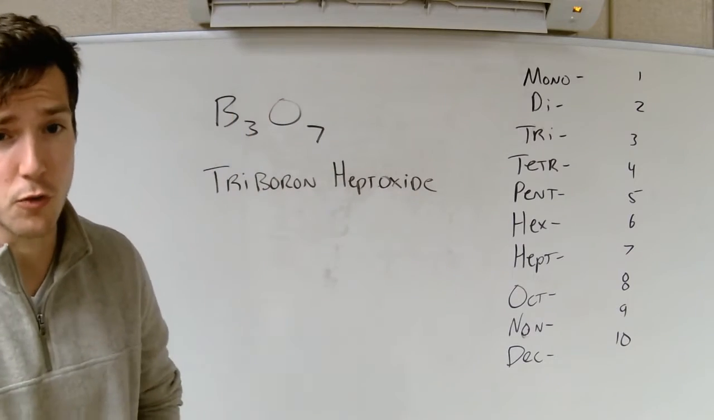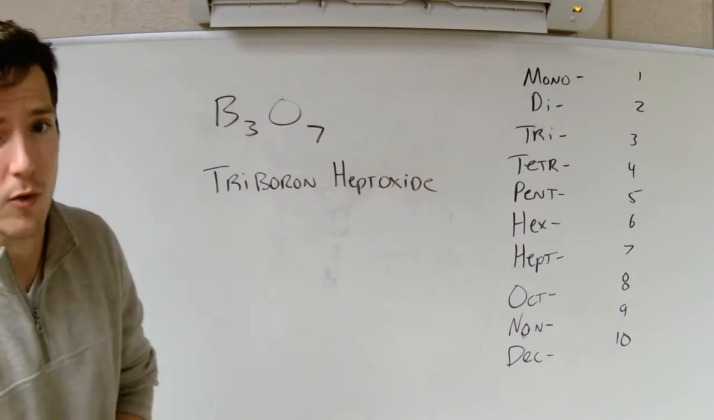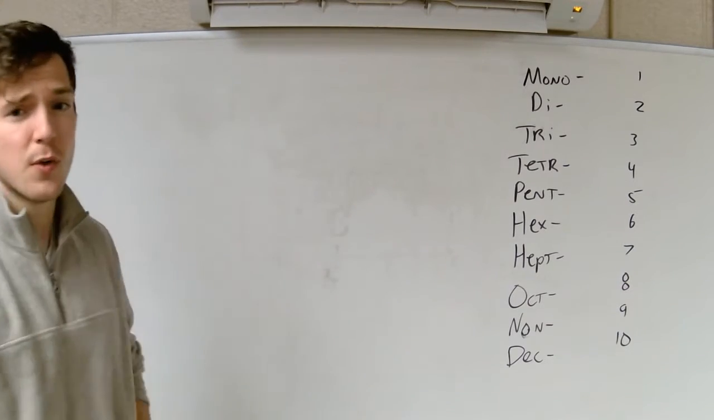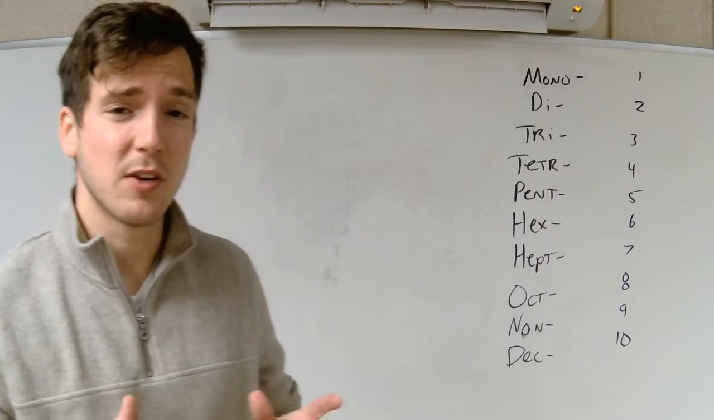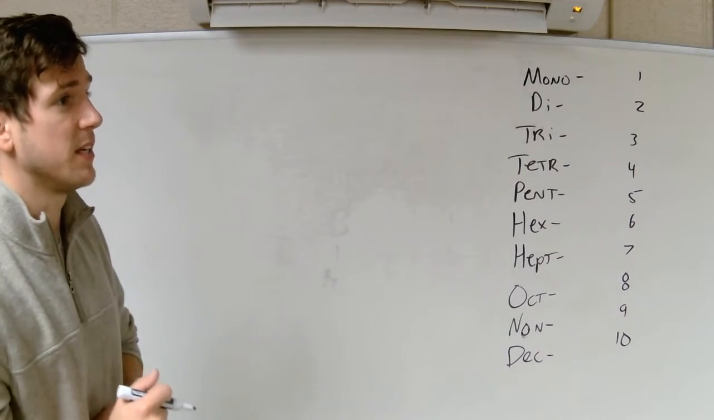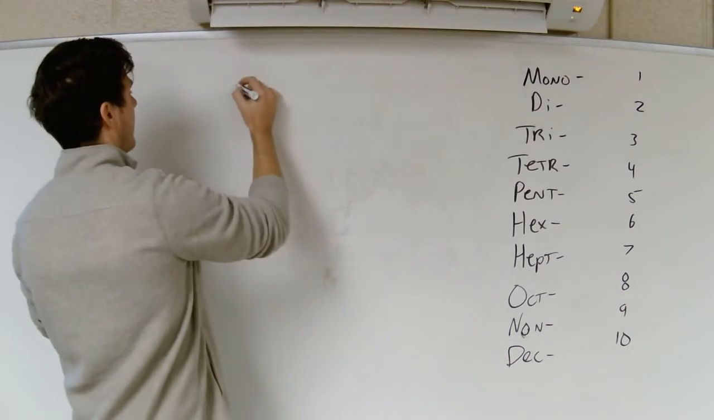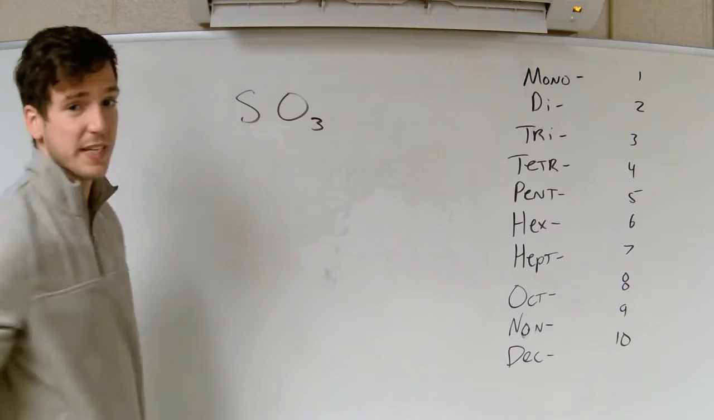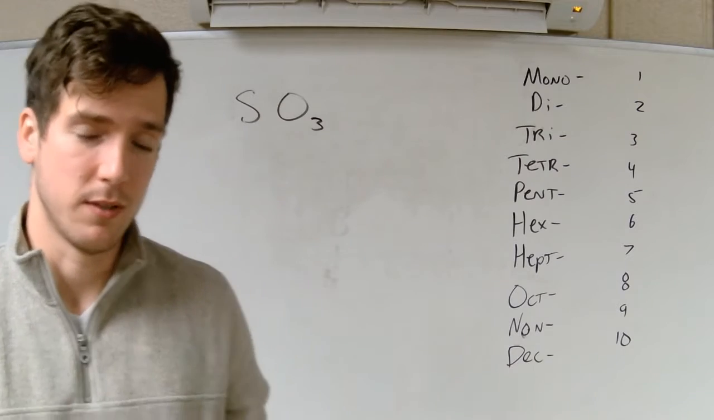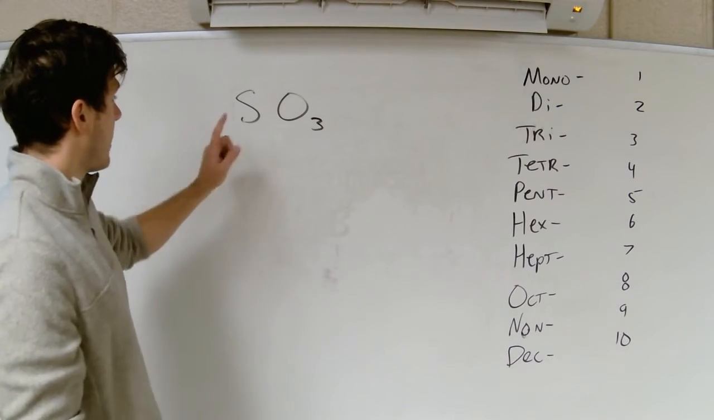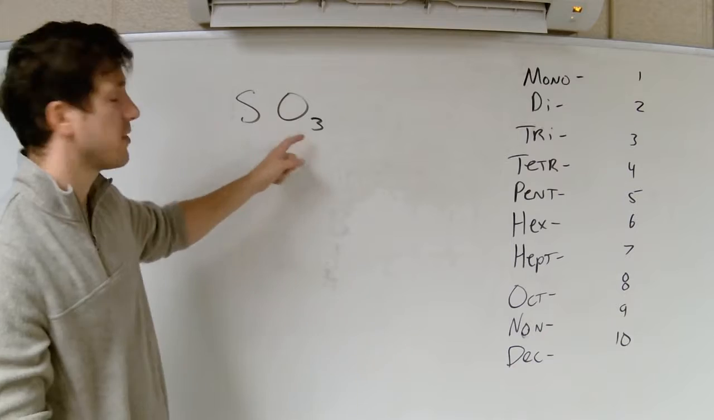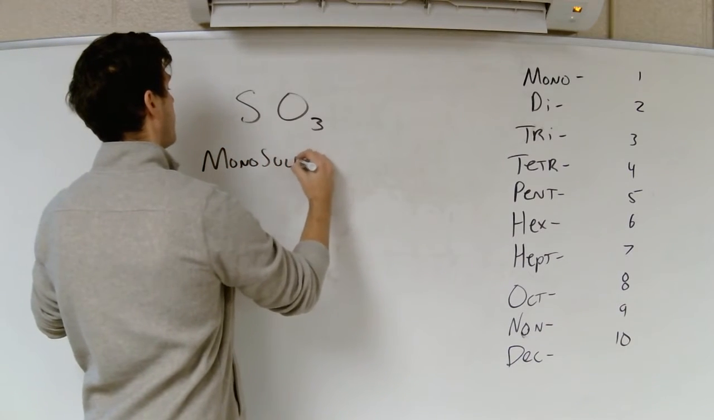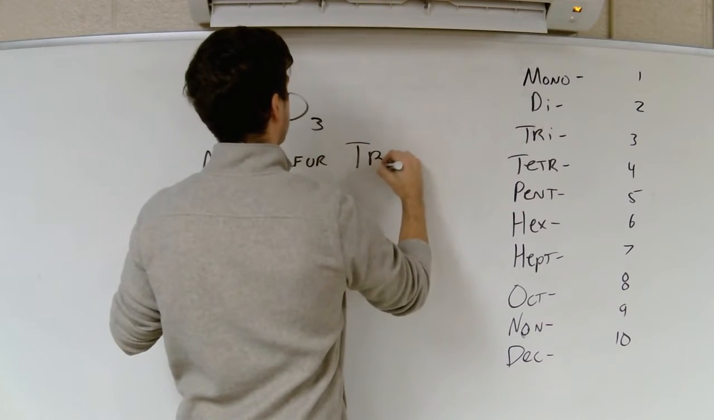There is just one weird thing about covalent bonding. And you will see that whenever we have a nonmetal that is by itself at the beginning. So let's go ahead and put SO3. Okay? SO3. You might want to say, okay, this is covalent, nonmetal, nonmetal, so I want to say monosulfur trioxide.